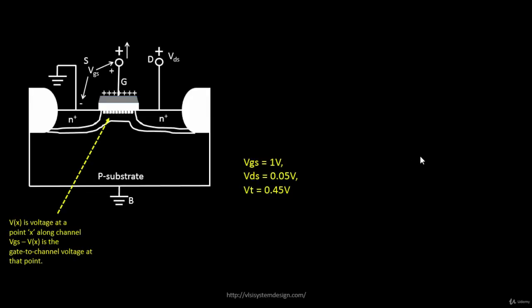First things first. Till now, what we have learned is we had this particular condition, which was VGS equal to 1 volt, VDS equal to 0.05 volts, and your threshold voltage was 0.45. Let me quickly revise a few things over here. We had given this as the x-axis, and the gate to source voltage, or VGS minus V of x, was the voltage at each and every point on the channel. Let's generalize this for this condition and say that now your channel voltage is VGS minus VDS.